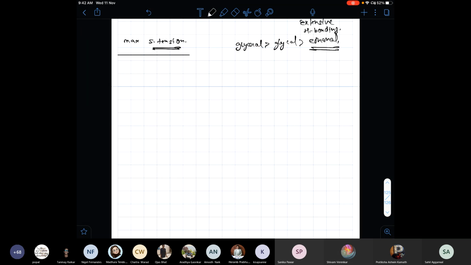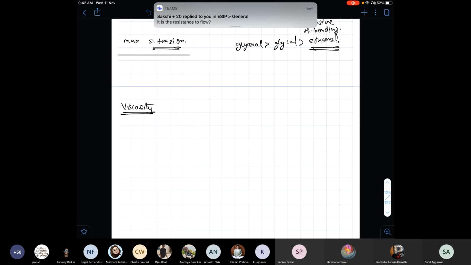Right, and viscosity. Anyone know what is viscosity? Very good.